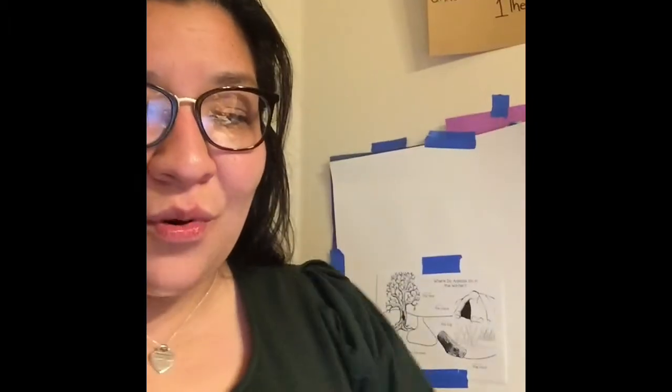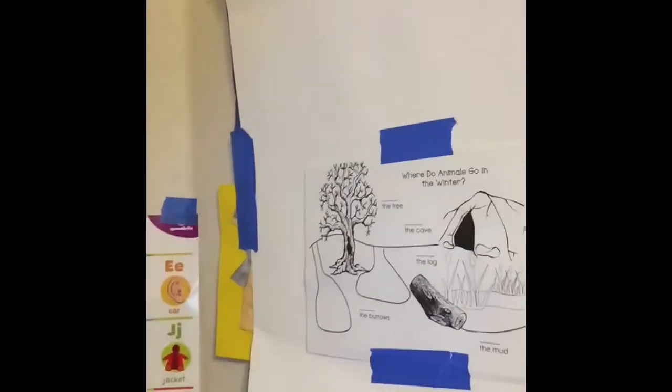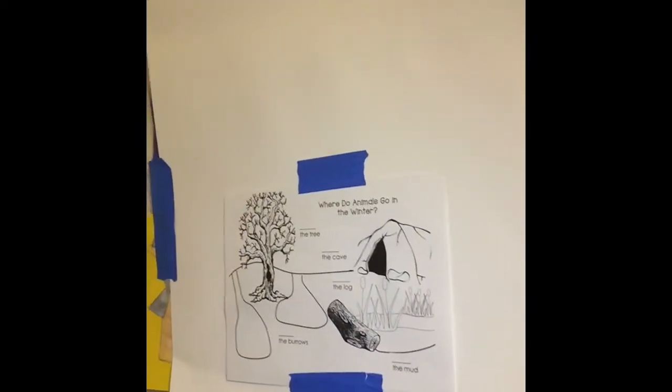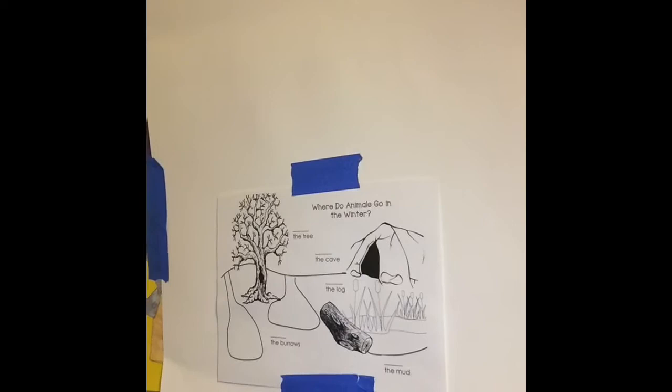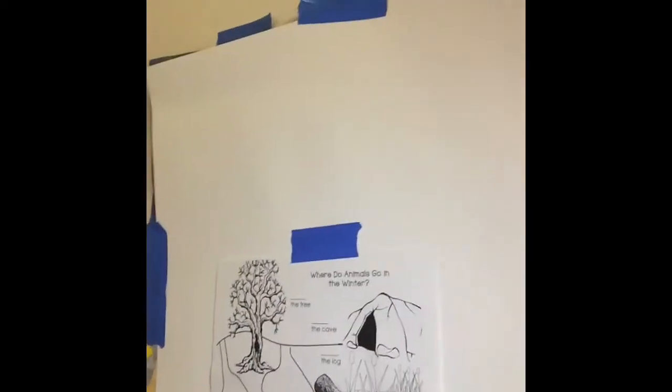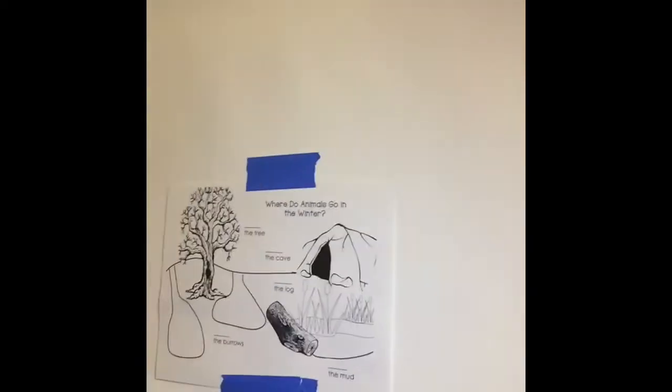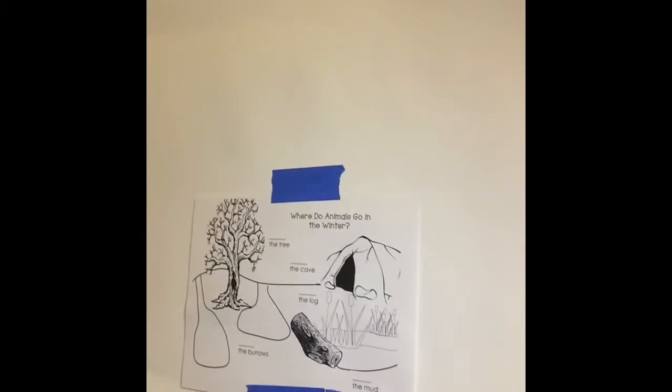That was a great book. I learned so much and I hope you did too. So now we're going to turn our attention to the board. As you can see here on the board, I have a worksheet that says, where do animals go in the winter? As you can also see, there's some blanks and some places to fill in.